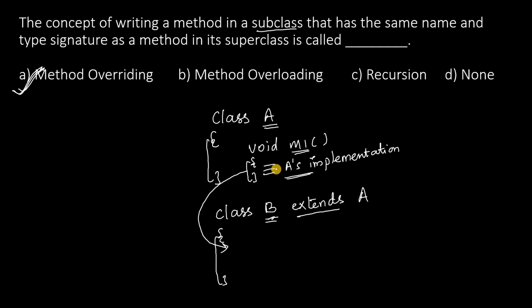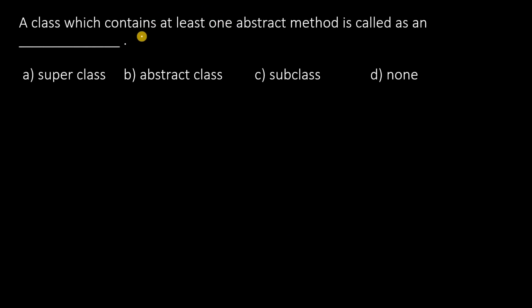But this class B don't want this code, it want some other code. So what B will do is it will override that. That means it is going to write its own code. That is called as B's implementation. So this process is called as method overriding. Method overriding. Okay. Next one, a class which contains at least one abstract method is called as an abstract class. Abstract class.